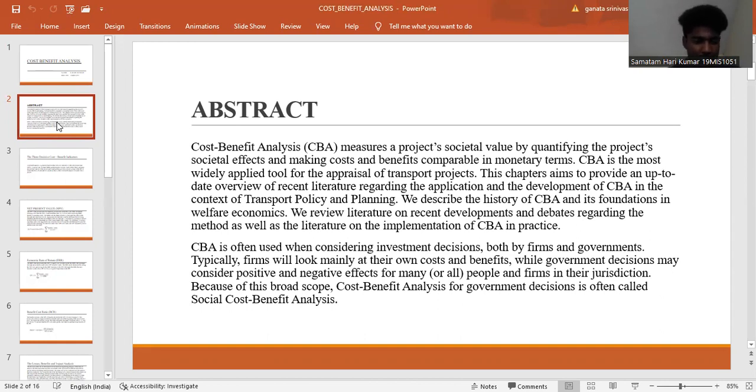CBA is often used when considering investment decisions, both by firms and governments. Typically, firms will look mainly at their own costs and benefits, while government decisions may consider positive and negative effects for many people and firms in the economy. Because of this broad scope, cost benefit analysis for government decisions is often called social benefit cost analysis.